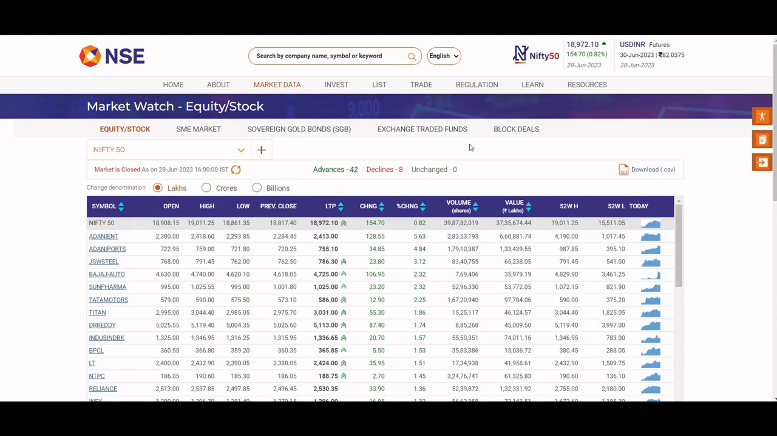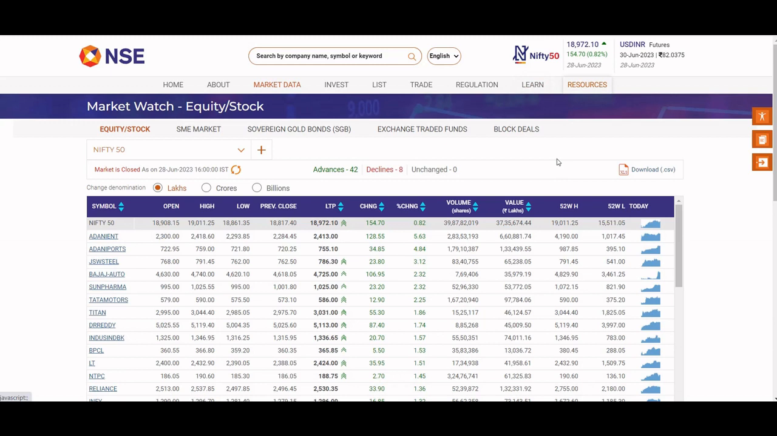Then option number 4 is you can buy a call option or put option based on your market views. If you are bullish, you can buy a call option. Here a very small amount of investment is required because you are going to buy the call options. Nifty is trading around 18970.